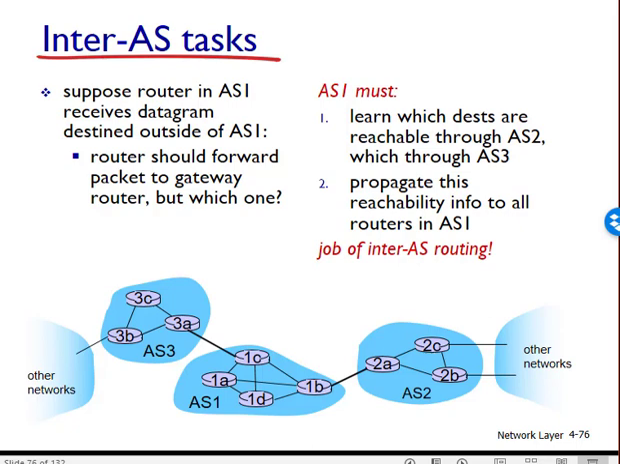As shown in this figure, each router receives information from the intra-autonomous routing protocol and an inter-autonomous routing protocol and uses the information from both protocols to configure its forwarding table.